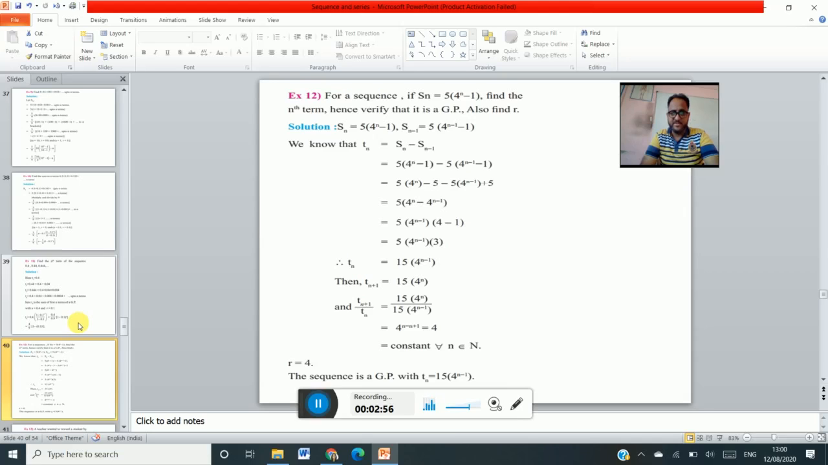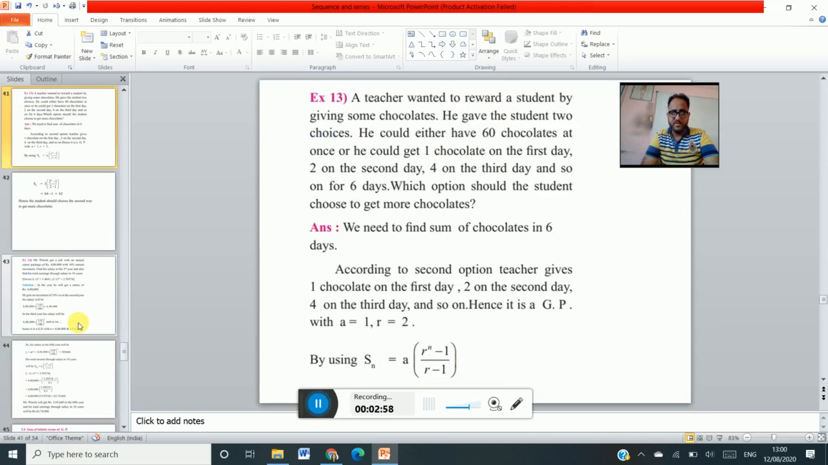Also try to solve this example, find the GP. We take this theoretical example here. A teacher wanted to reward a student by giving some chocolates. Okay, we give the student two choices. He could either have 60 chocolates at once or he could get one chocolate on the first day, 2 on the second, 4 on the third day and so on for 6 days. Which option should the student choose to get more chocolates?